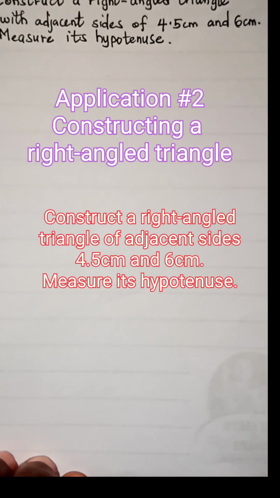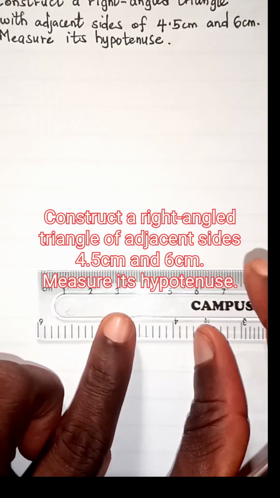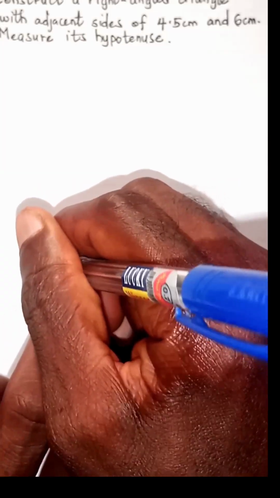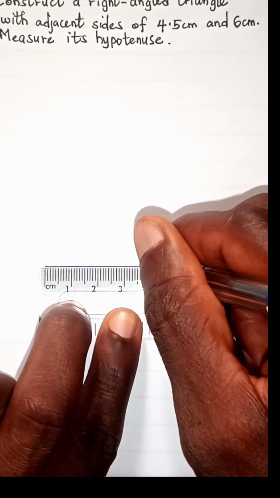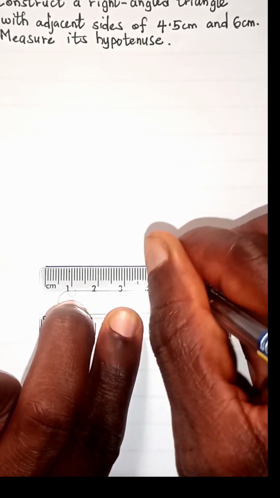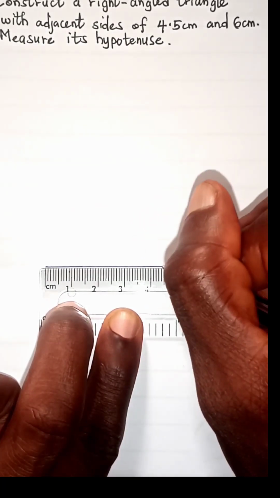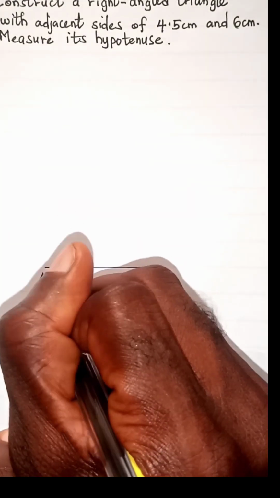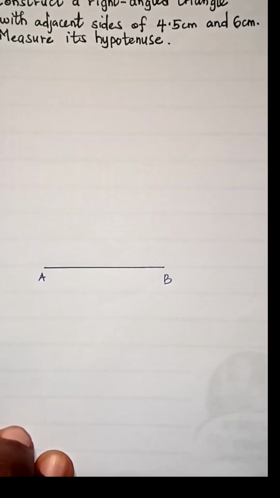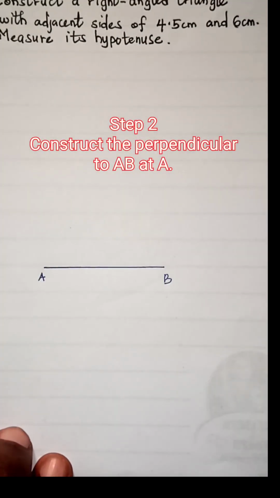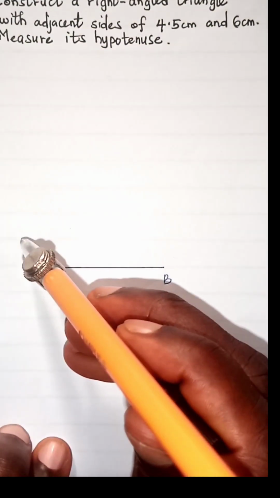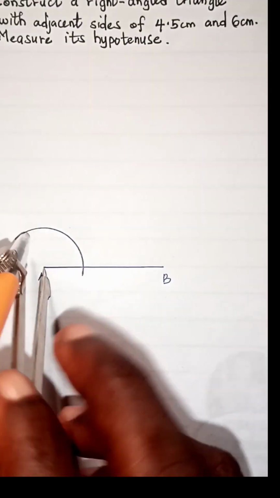The second application is constructing a right angle triangle. So we are constructing a right angle triangle with adjacent sides 4.5 centimeters and 6 centimeters. So we draw the adjacent side 4.5 centimeters and call it AB. The next step is to draw the perpendicular to AB at A. That's an endpoint of the line, as earlier described.